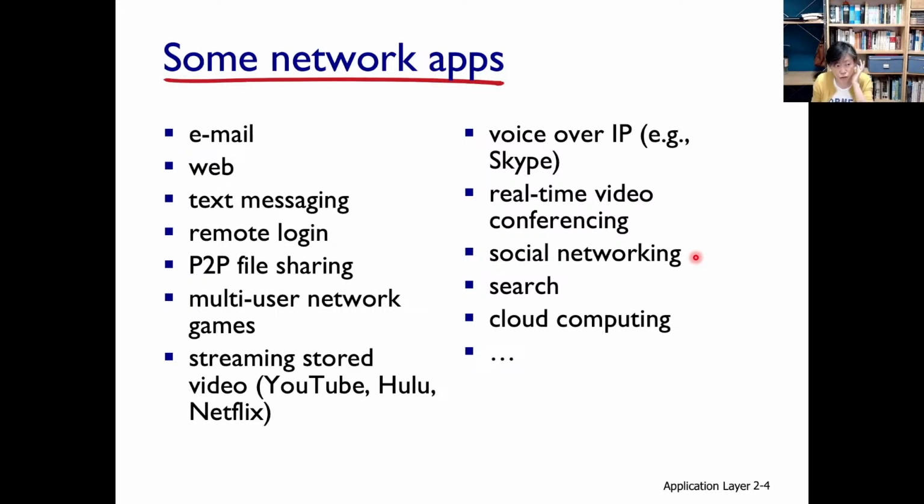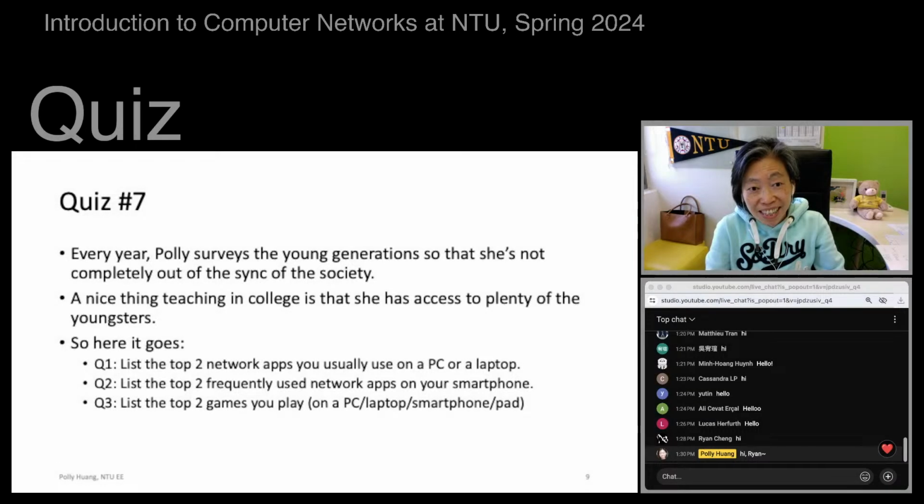Yeah, so there are just increasingly more of these social networking apps. Search, Google Search or Bing. Yeah, each of these is also an application or a network service. Cloud computing, yeah, Amazon AWS, for example, is a cloud service. And that takes us to the quiz today.